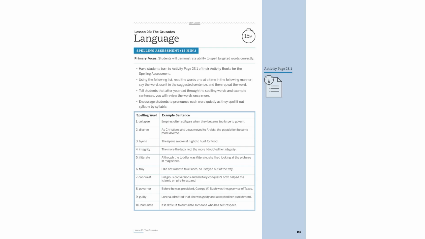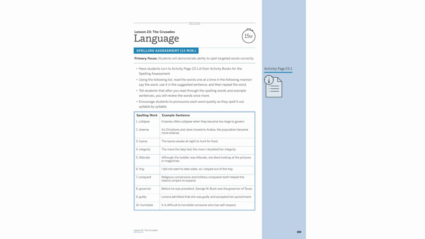Students will now focus on spelling assessment. Turn to activity page 23.1. I'll read each word, use it in a sentence, and repeat it. For example, collapse. Empires often collapsed when they became too large to govern.